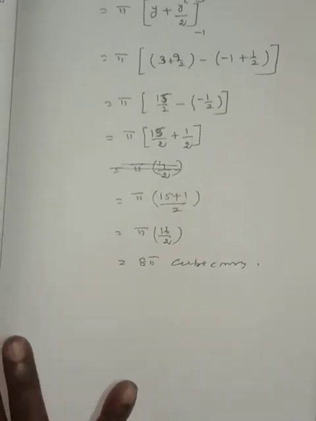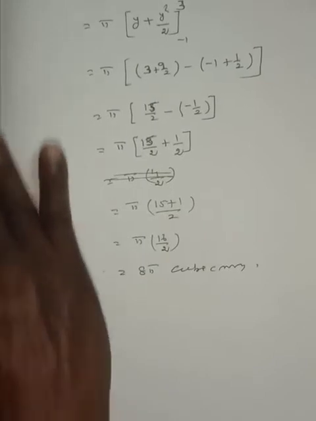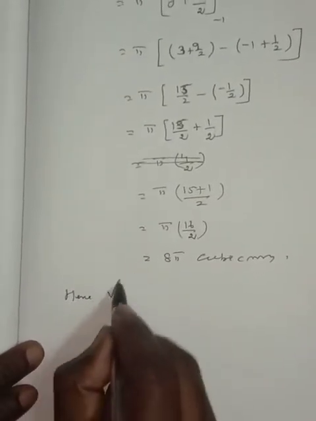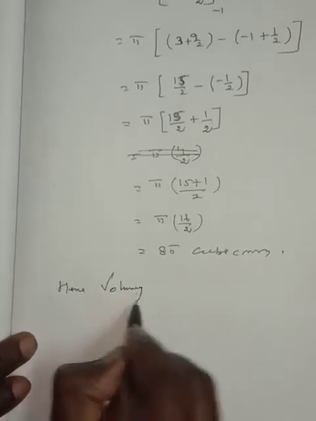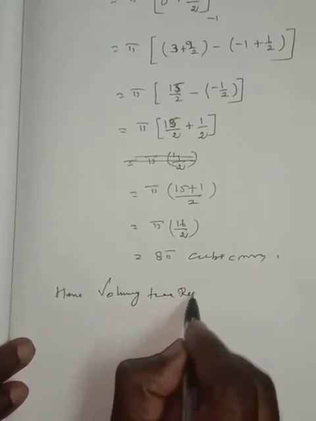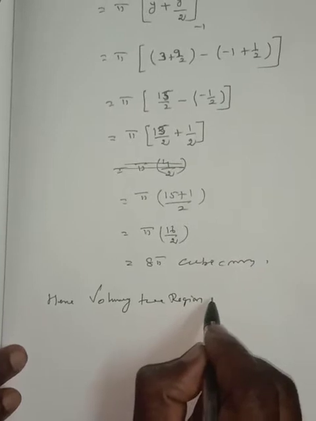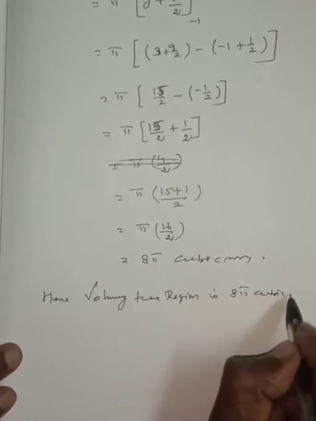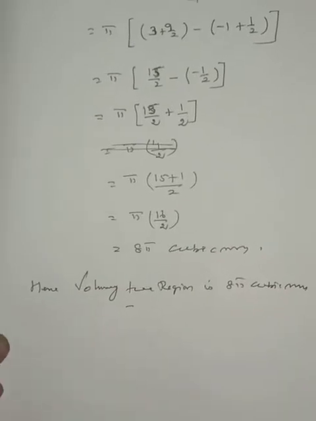Hence the volume of the region is 8 pi cubic units. Next, question number 4.